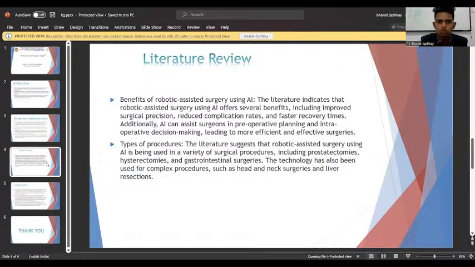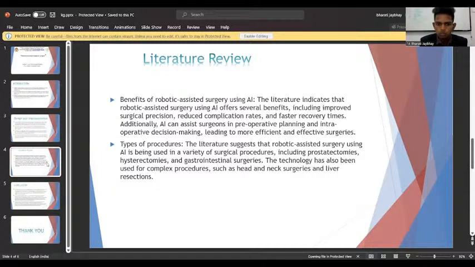The benefits of robotic assisted surgery using AI: the literature indicates that robotic assisted surgeries provide surgical precision, reducing complication rates and faster recovery times. Additionally, AI can assist surgeons in pre-operative planning and intraoperative decision making, leading to more efficient and effective surgeries.